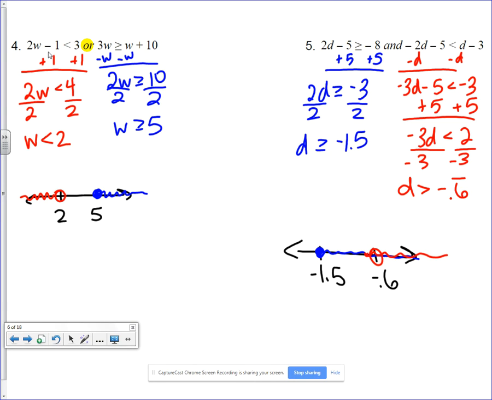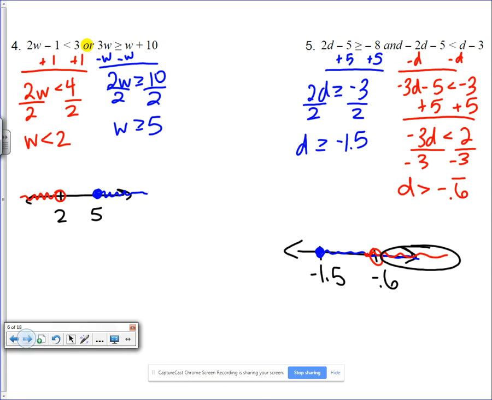How's everybody doing? Is this an and or an or problem? Does that mean I want the overlap or everything? The overlap. Where do they overlap? After or above negative 0.6. Do you all see the blue and the red there? So this is my answer. All of that space and all of those numbers in that space are the solutions to this problem. How we doing?